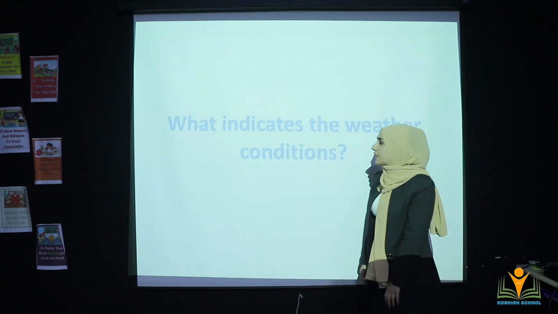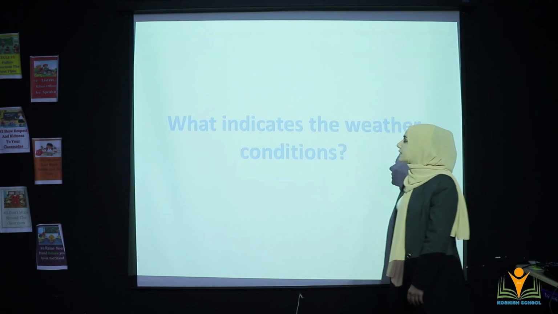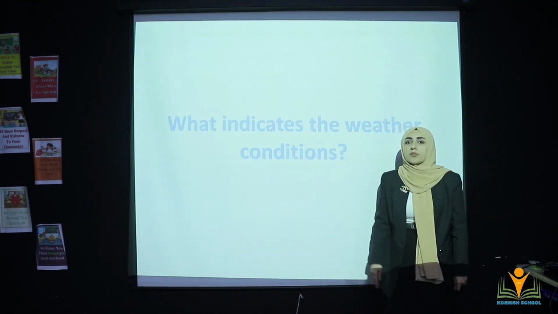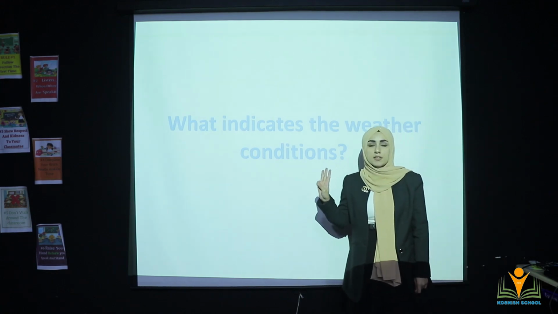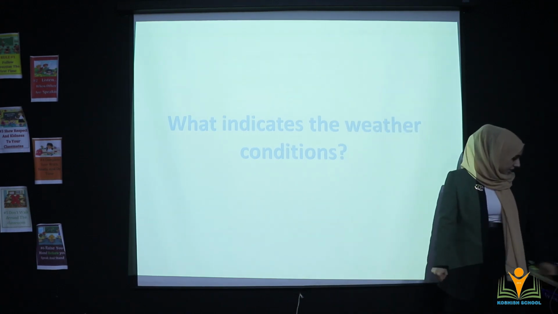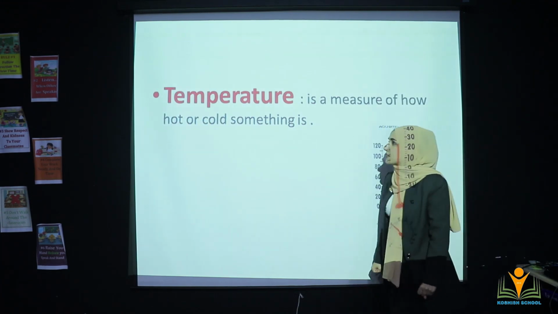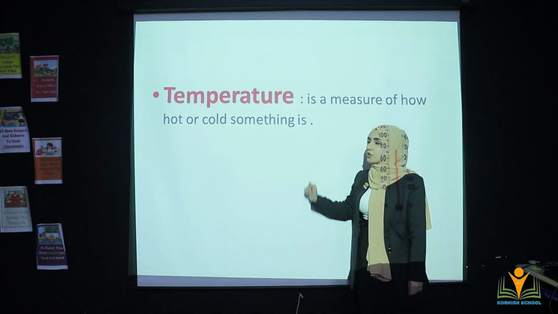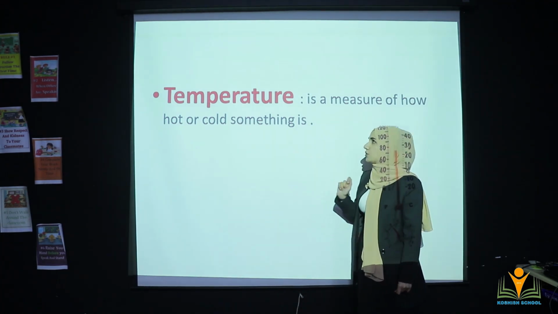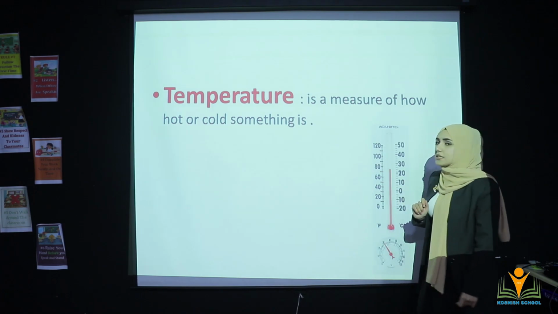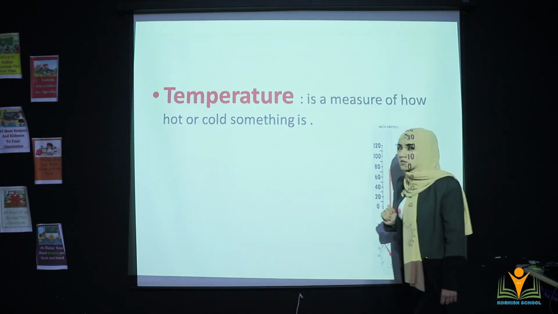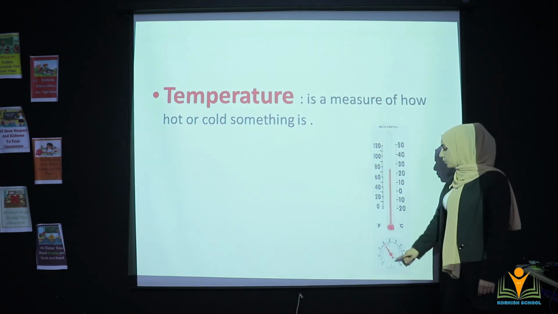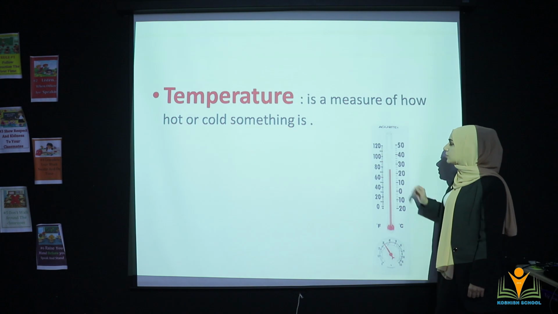The first thing that we studied was about what indicates the weather conditions. We have three things that indicate the weather condition. The first one is temperature. Temperature is a measure of how hot or cold something is. This is a thermometer. A thermometer measures temperature.